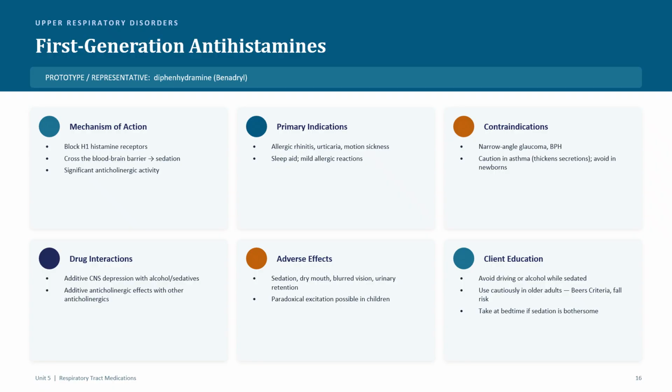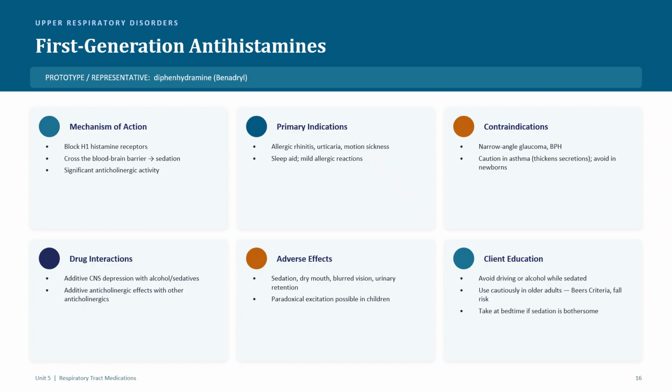So first generation antihistamines are first, and that prototype medication is diphenhydramine or Benadryl. So diphenhydramine works by blocking H1 histamine receptors, which is exactly what you'd expect from an antihistamine. But the detail that actually defines this drug clinically is right there in the mechanism. It crosses the blood-brain barrier. The blood-brain barrier. Say that 3 times fast. So that single fact explains almost all of the adverse effects within this profile.